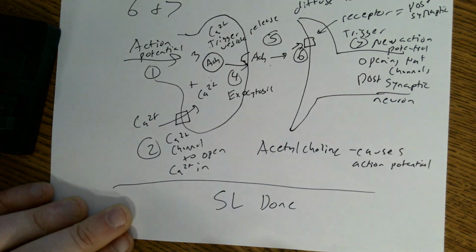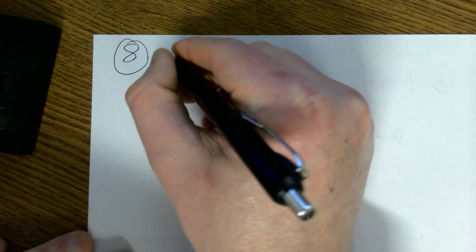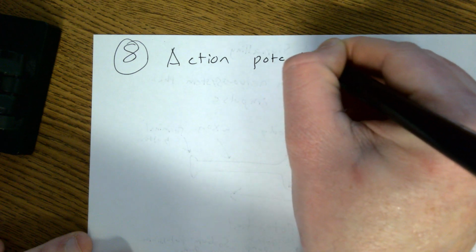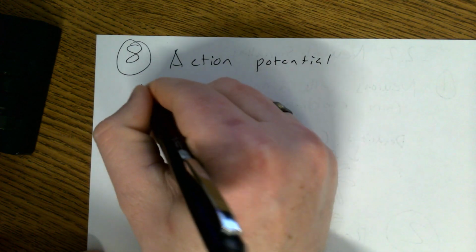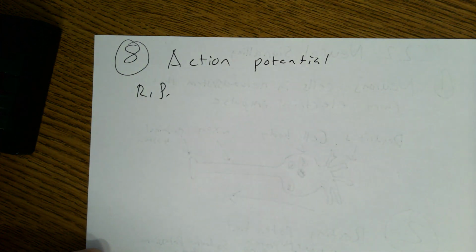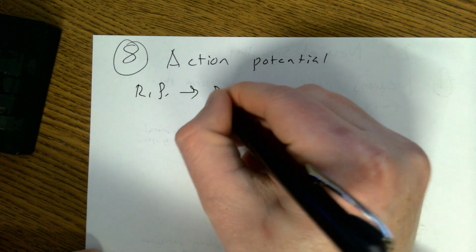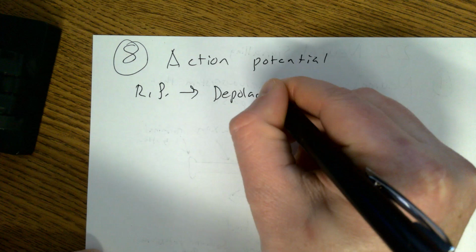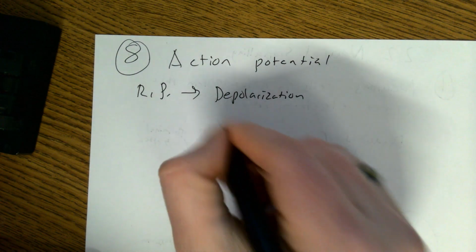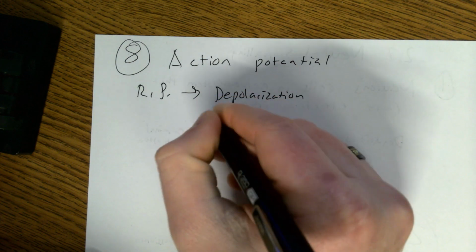Now we're moving on to the HL standards, starting with number 8. We said there's an action potential, but we didn't really talk about how that action potential happens. You start at resting potential, which we already talked about. From resting potential, you go to depolarization. Resting potential is kind of like step 0, and depolarization is really the first step of the action potential. So this is step 1.